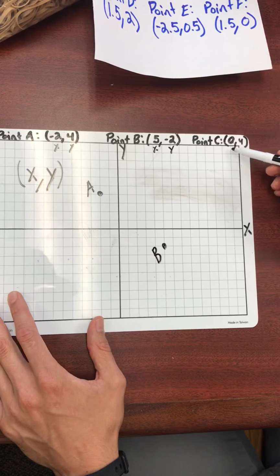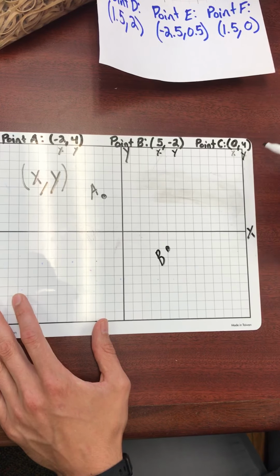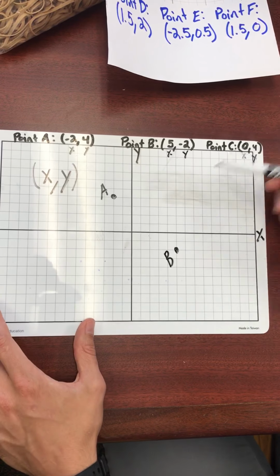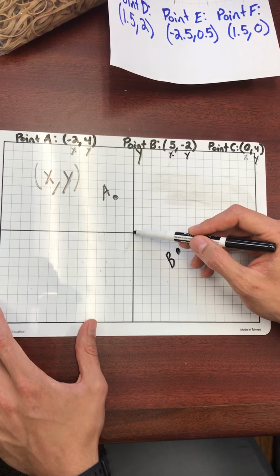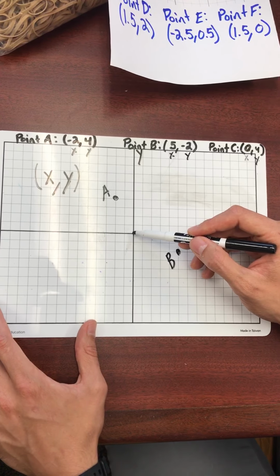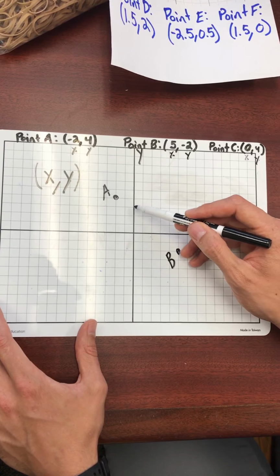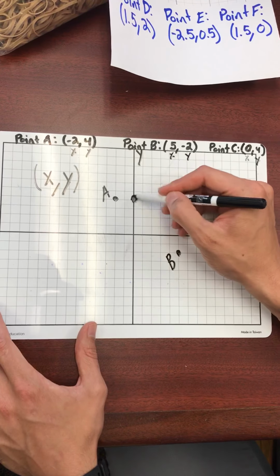My last point, point C, the x value is 0, the y value is 4. Start at my origin. When the x value is 0, that means I do not move horizontally, and the y value is 4. So that means I'm going to go up vertically 4 intervals, and this makes point C.